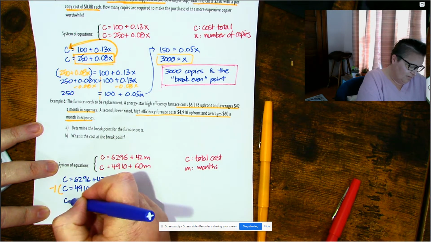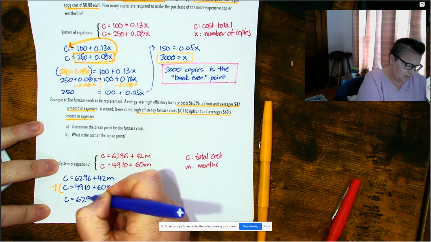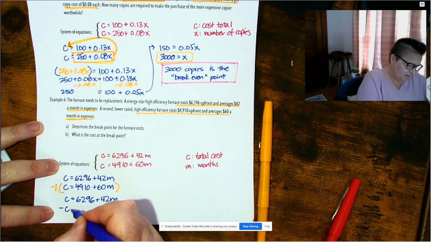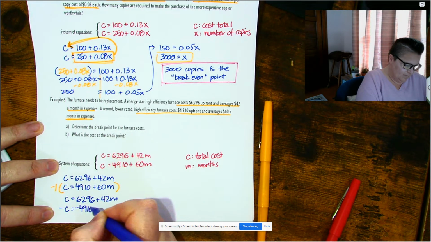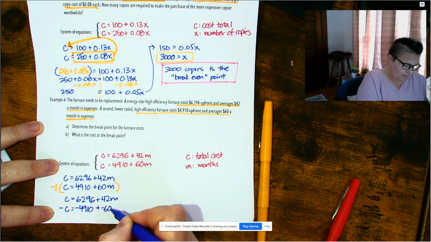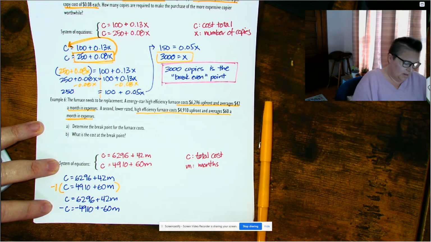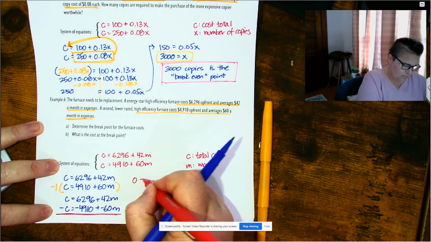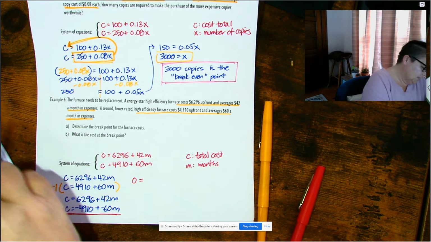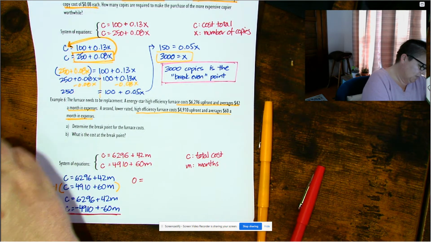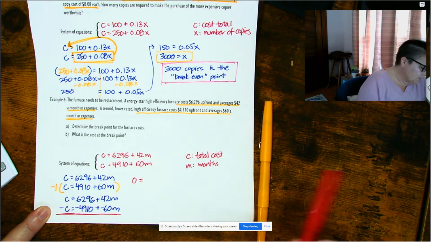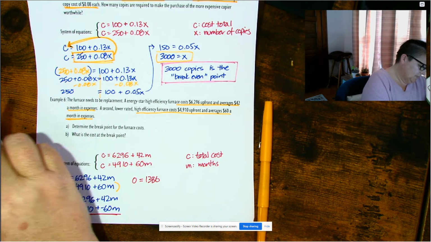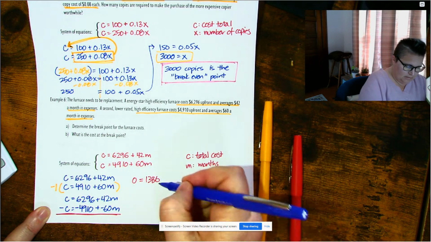I'm going to use an elimination method here. The first equation is unchanged, 6296 plus 42m. My second equation will be -c is -4910 plus -60m. Okay, now when I add these, be careful, c minus c is 0. 6296 minus 4910 is 1386. 42m minus 60m is -18m.